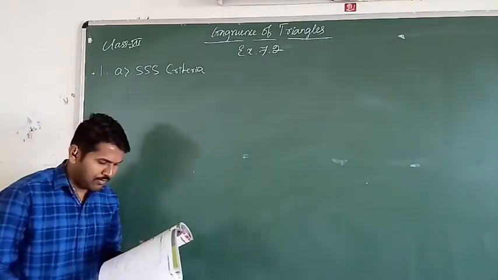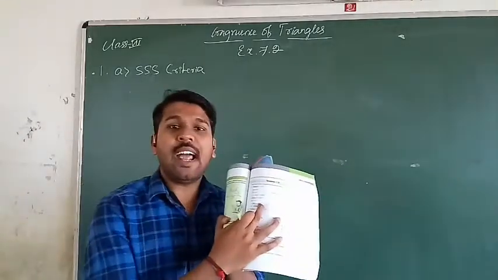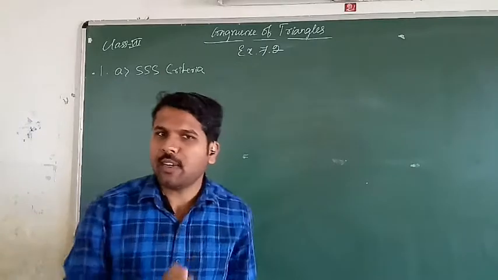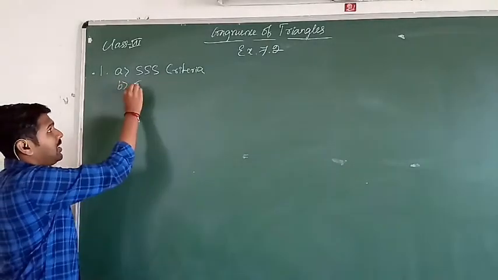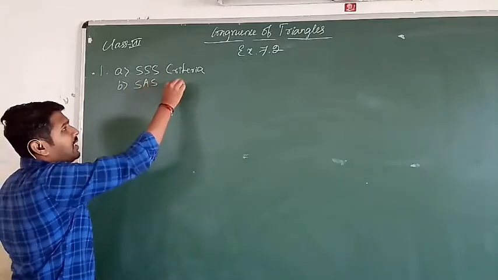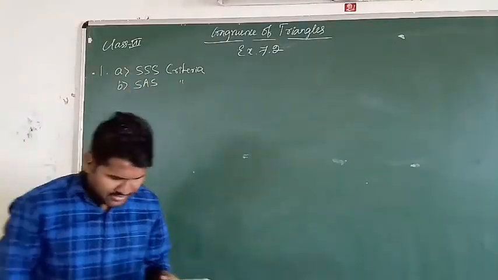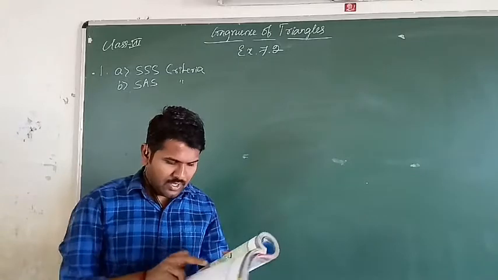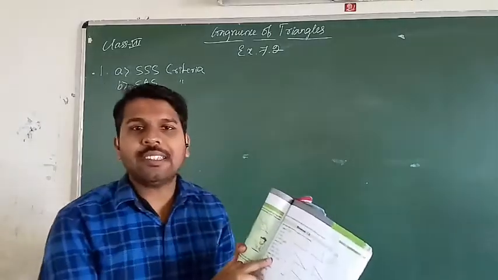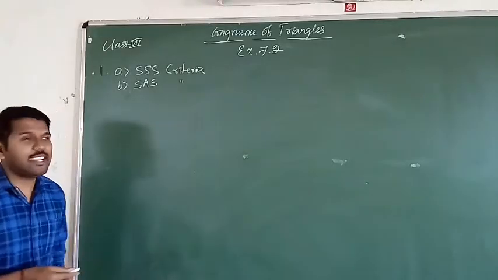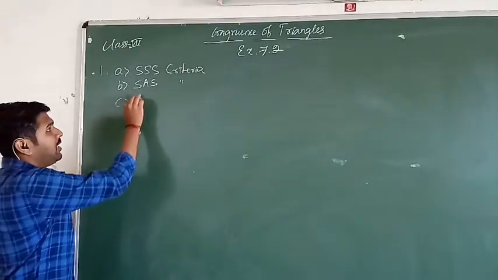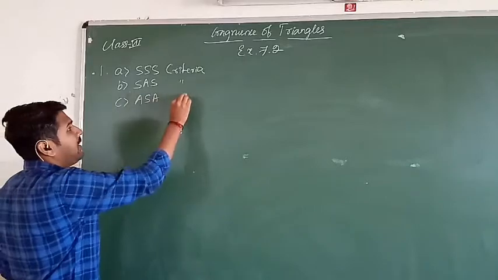So second one, here they have given two sides and one angle. Two sides and one angle means that is SAS, isn't it? So second one is SAS criteria. Next, third one, here they have given two angles and one side. Two angles and one side means that is ASA, isn't it? So third one, ASA criteria.